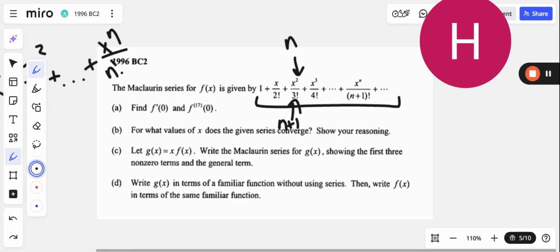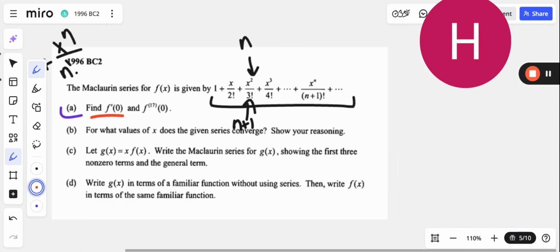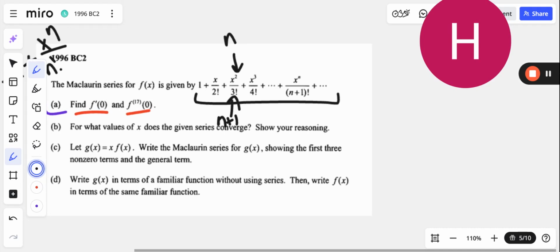They want us to find, in part A, f prime. So we have to take a derivative of this thing, and plug in 0. And then we have to do the 17th derivative, which we're not going to do one at a time, obviously. We'll find some pattern, and then we're going to plug in 0. So let's get started with what would happen when we take a derivative.